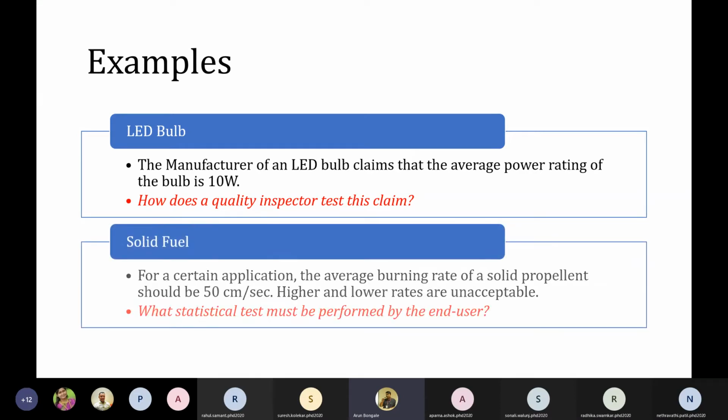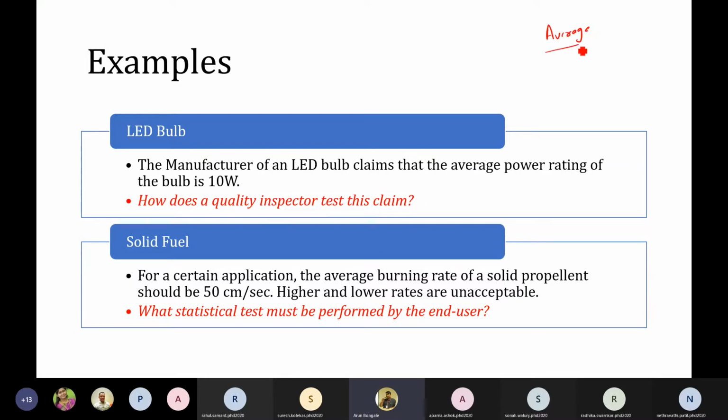Similarly, one more example we identified was on solid fuel, or solid propellant. Solid propellant is a type of fuel which is used in aerospace rocket applications. Higher and lower rates are unacceptable. So this is the statement, and in both the statements the parameter of interest is the average value.